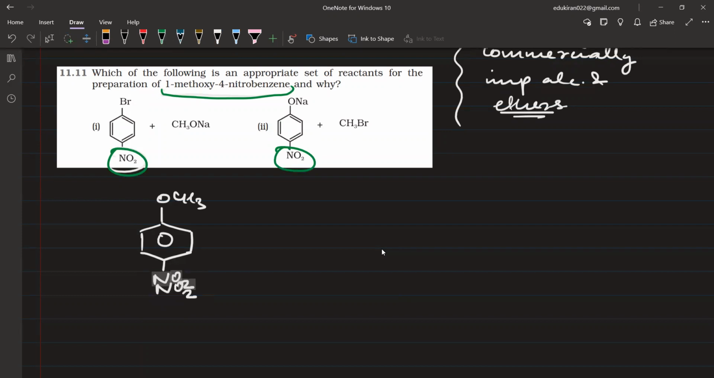That means nitro group is not playing any role in the reaction. It is there in the reactant. Either you choose one or you choose the second one. In both of the cases, nitro group is there, and in the product also nitro group is there. So what you have to see, whenever you want to make this type of ether, what is the set that you have to choose? Tell me. From Williamson ether synthesis.